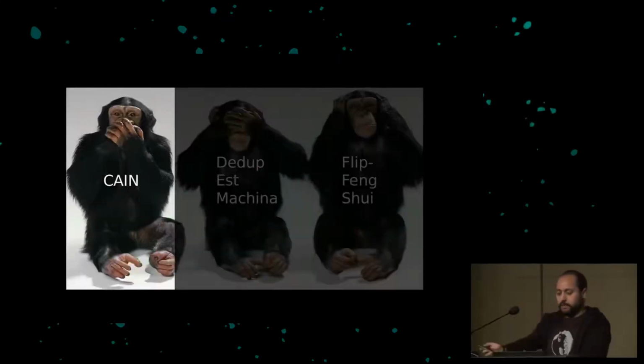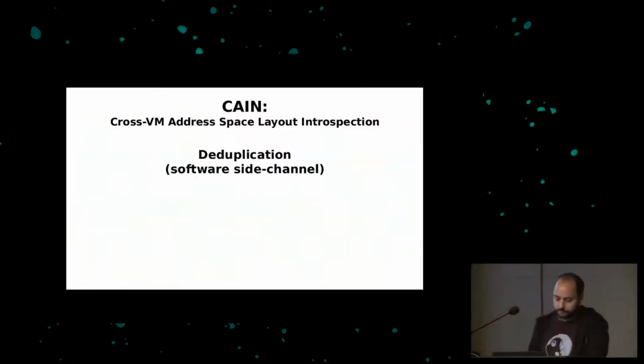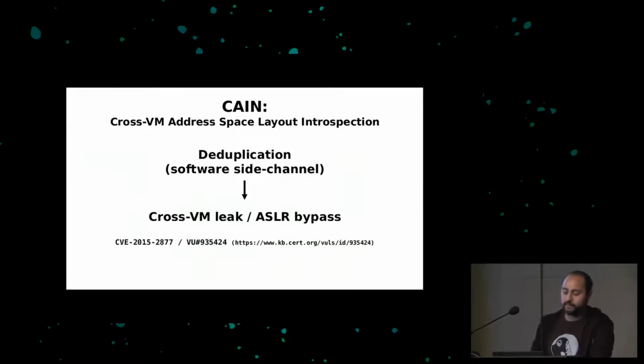Okay. So let's look at the first attack, Kane. Kane is cross-VM address space layout introspection. I actually regret the long name already every time I have to say it. It basically only relies on deduplication. And the idea is to use that to break ASLR. So you have a VM that runs next to you, memory deduplication is enabled, and you will be able to find out what the base address, for example, of NTDLL is in the other VM.